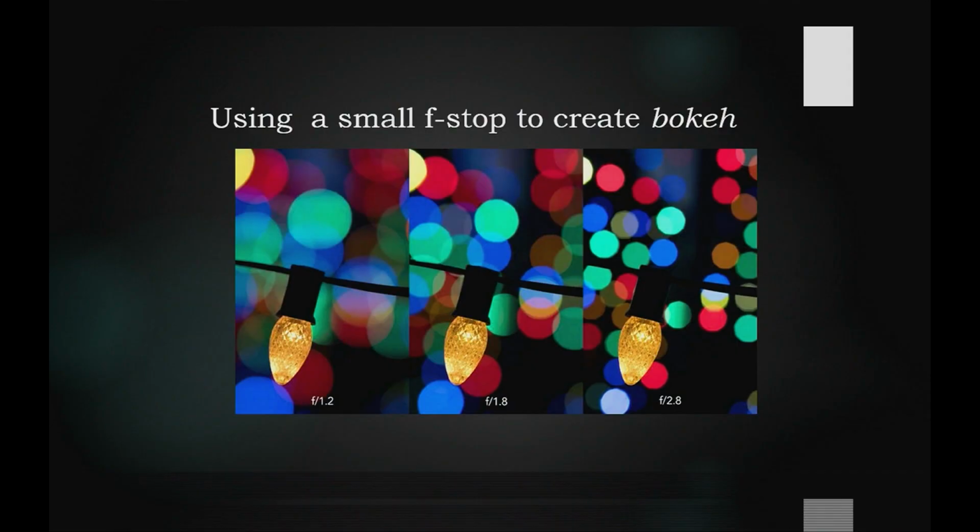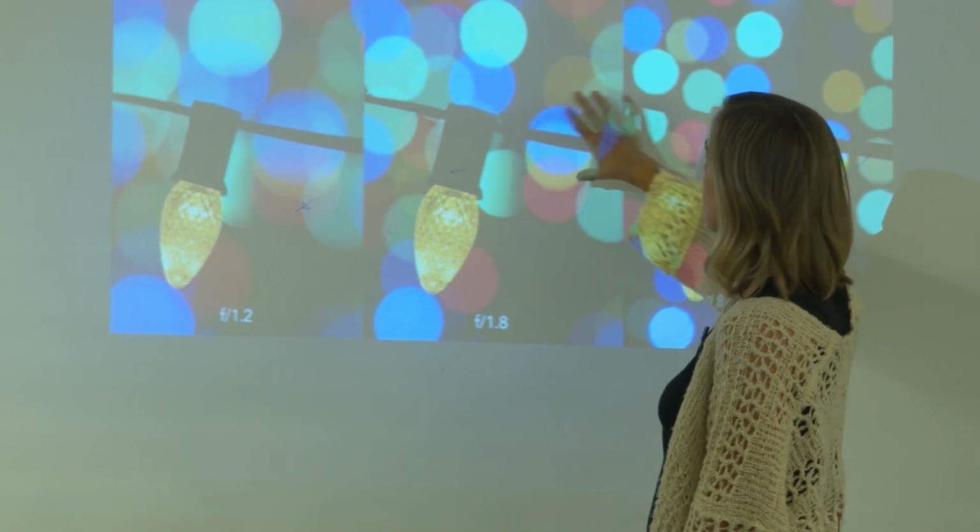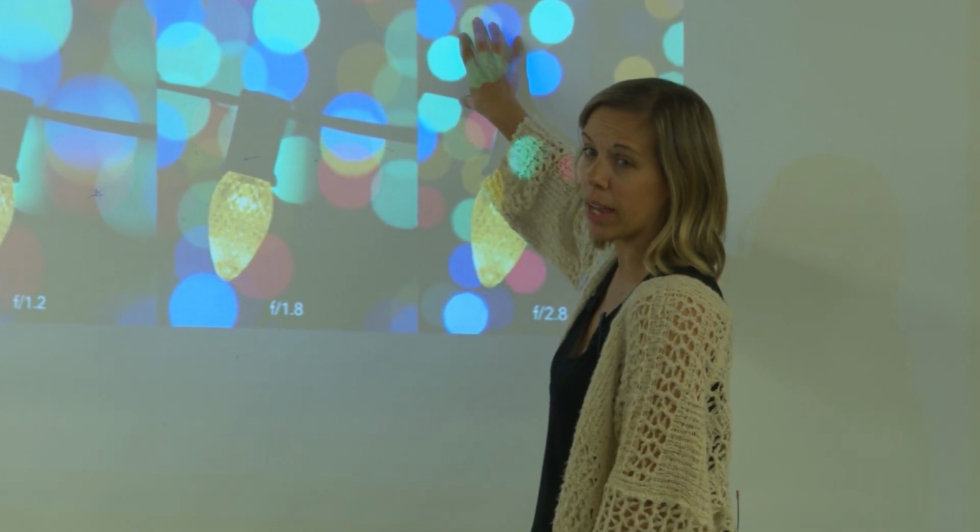So another thing that photographers use this for is to create what is called bokeh. So these are just Christmas lights. This is shot at f1.2, 1.8, and then 2.8. So we have a smaller depth of field, which is also blurring the Christmas lights. So those are actually just Christmas lights behind there. It's blurring it more as your f-stop gets smaller, but your aperture gets larger. So we only have a very narrow depth of field.